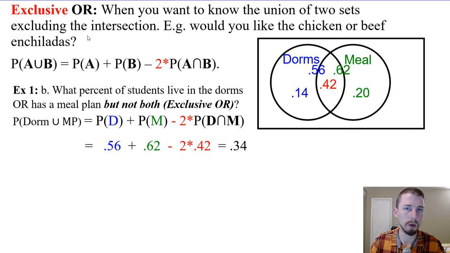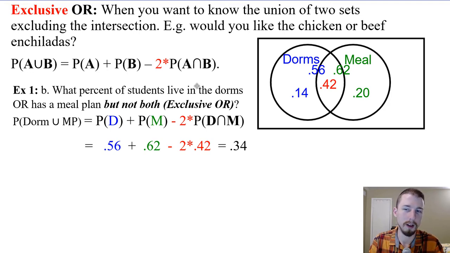All right, the exclusive OR, we rarely ever use this one. It's usually an inclusive OR, and any time that somebody uses the word OR, it's implied that it is inclusive. So don't worry too much about the exclusive one, but I want to go ahead and show it to you. So when you want to know the union of two sets excluding the intersection, for instance, if you're asked a question, would you like chicken or beef enchiladas? They're not asking if you want both. So do you want chicken in your enchiladas or do you want beef? I suppose you could get one of each or whatever, just depends.